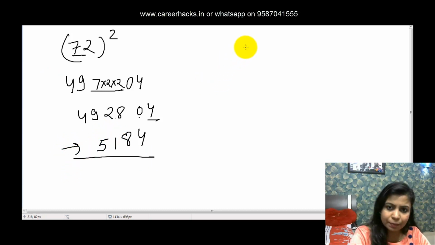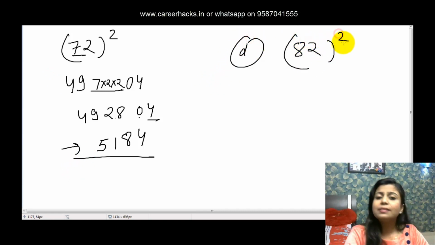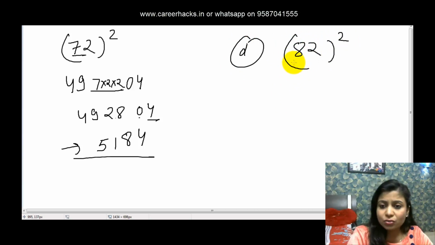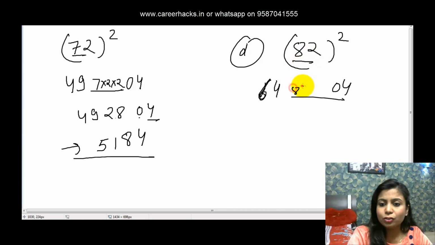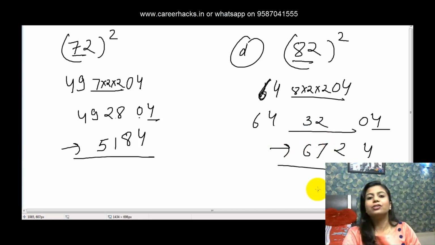Let's take one more example, square of 82. So it is very simple and very easy. Just concentrate. Square of 8, that is 64, and square of 2, that is 4. Again 8 multiply by 2 multiply by 2. So 64 here, 8 2s are 16, 16 2s are 32, and this 04. Now again first digit will come as it is, 2 will come here, and 64 and 3, that is 67. So this is the square of 82.